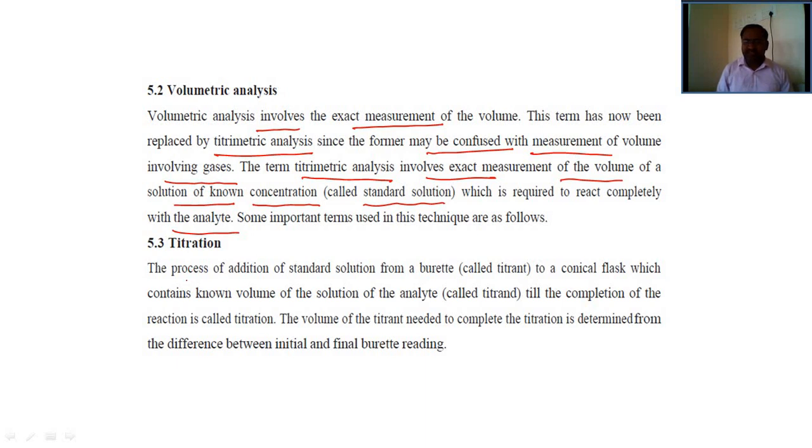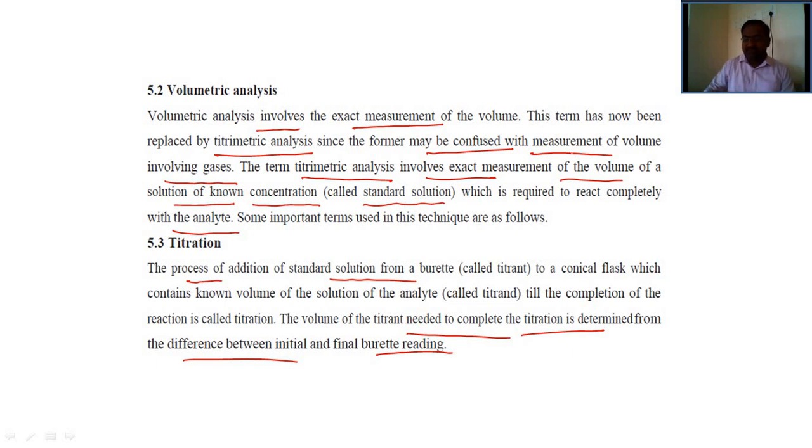The titration is a process of addition of standard solution from a burette, the titrant, to a conical flask containing the analyte, till the completion of the reaction is called titration. The volume of the titrant needed to complete the titration is determined from the difference between initial and final burette reading.